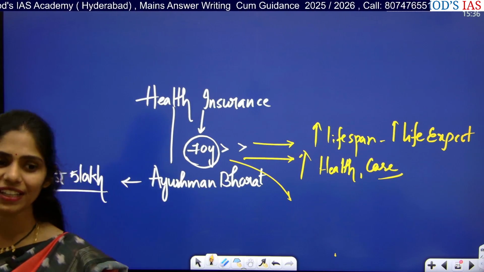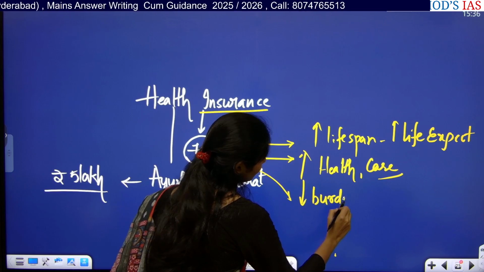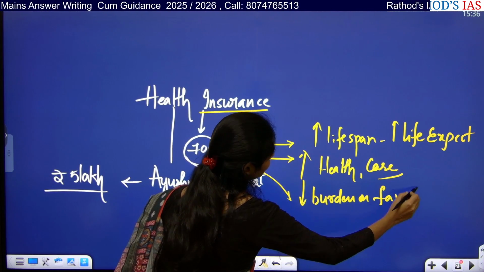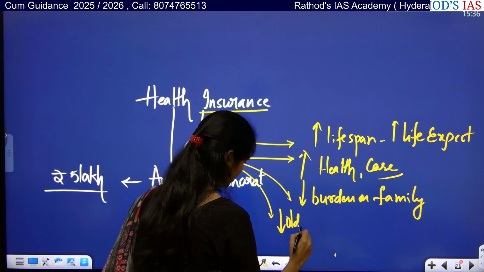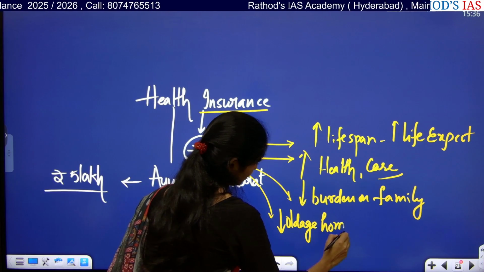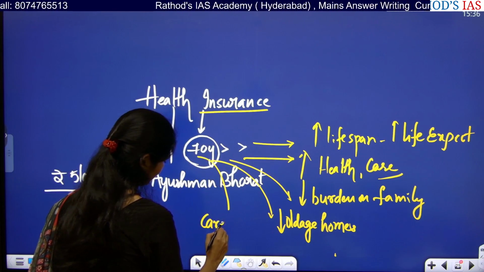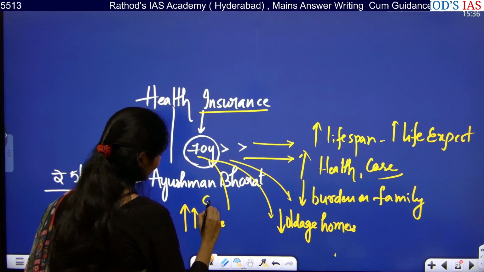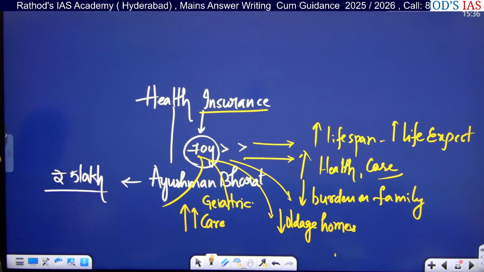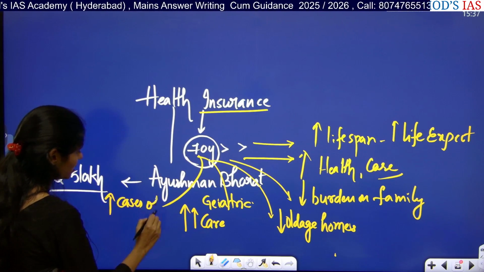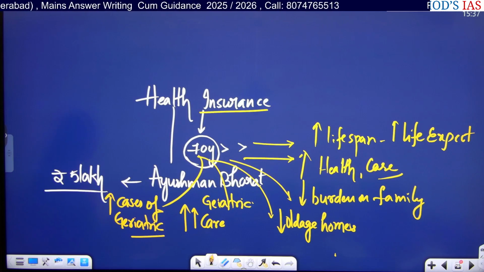Come on. What will be the advantages? Whenever the government is giving insurance, there will be a decrease in the burden on the family. Yes or no? Next. Okay, yes. There will be a decrease in old age homes. Next. Next, come on. Okay, they will be getting care. Increasing of geriatric care. And actually in hospitals, there will be an increase of these cases, obviously. There will be an increase of hospital cases of geriatric care. Next. That's it.